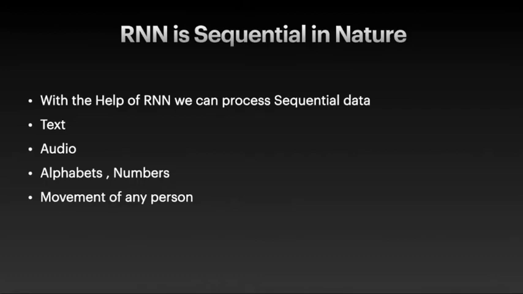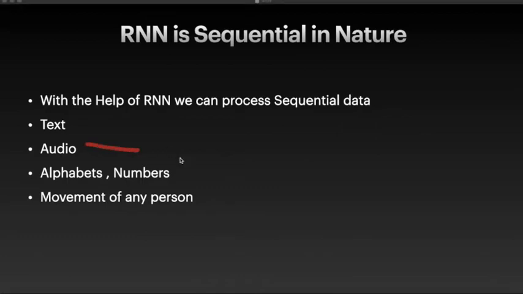Now, what exactly is sequential data? Can I say text? Text is nothing but sequential data. If I say, how's the weather today? So, how, is, the, and weather make sense, no? It's a kind of a sequence. Similarly, audio is also a kind of sequential data. Yes, any audio clip. Similarly, alphabets and numbers.